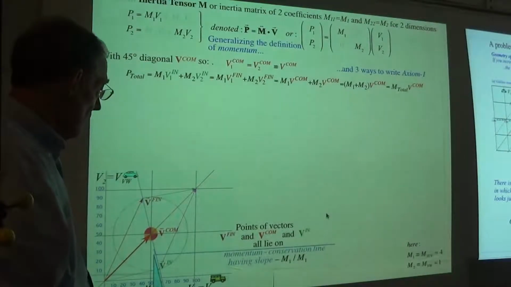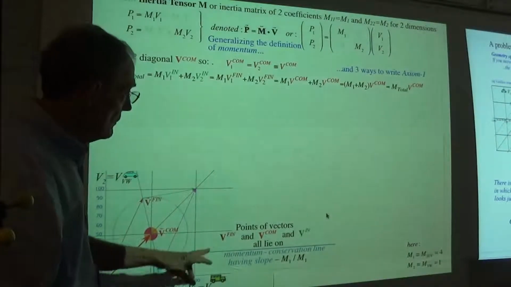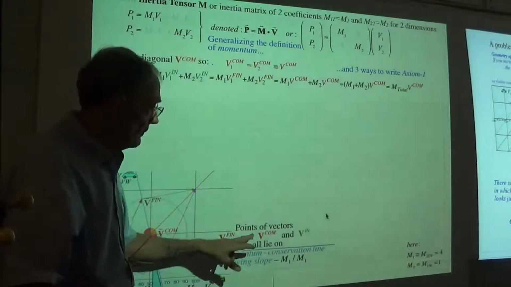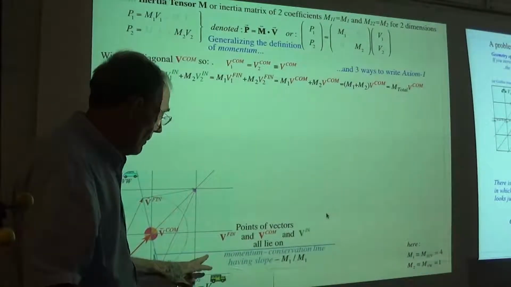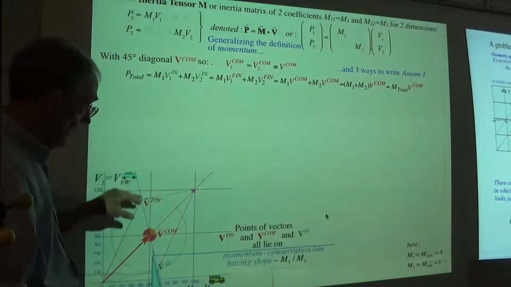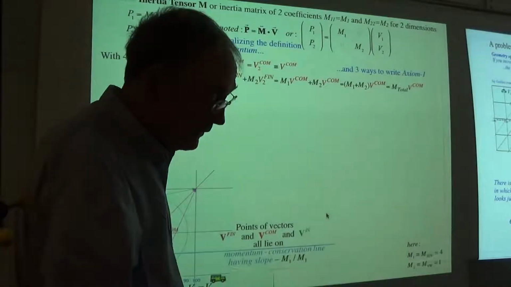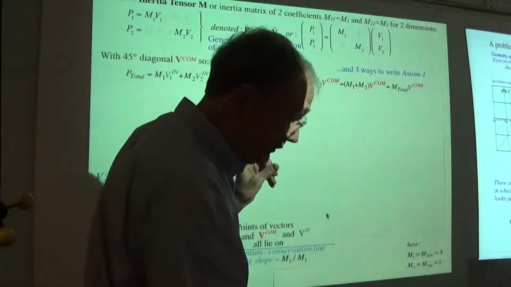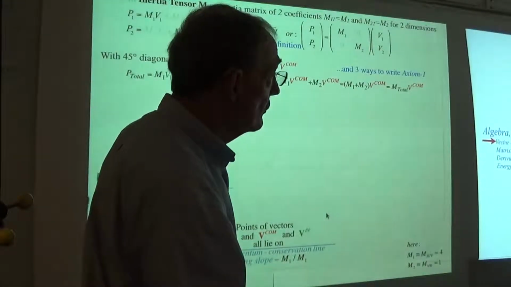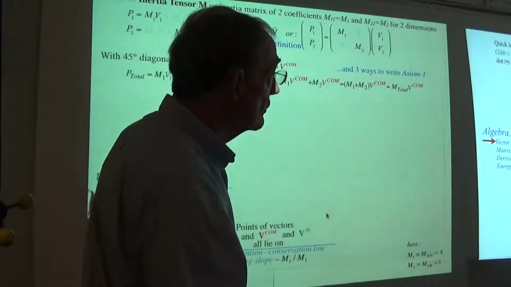Okay, is there anything I'm leaving off here? The points of the vectors, these all lie on that line. As I said, that's quite a bit of magic right there in that axiom, the one axiom that we have for this huge subject called classical mechanics.